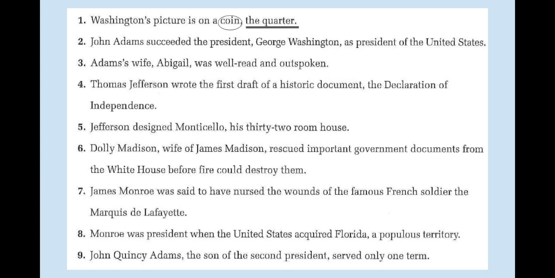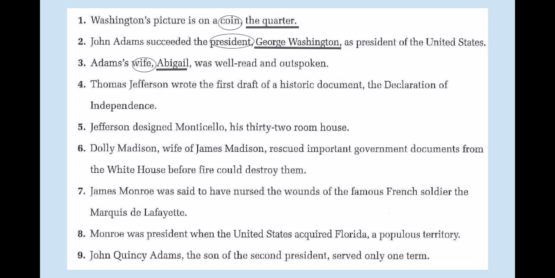Number 2, John Adams succeeded the President George Washington as President of the United States. George Washington is our appositive phrase, adding more information or identifying our noun, President. Number 3, Adams' wife Abigail was well-read and outspoken. Abigail is our appositive, identifying our noun, wife.